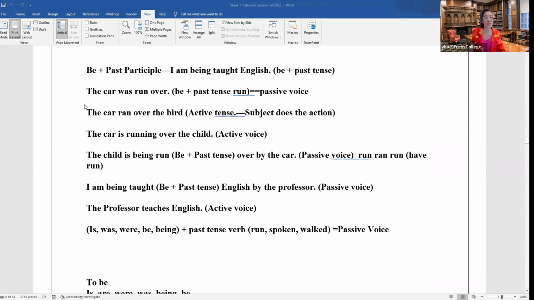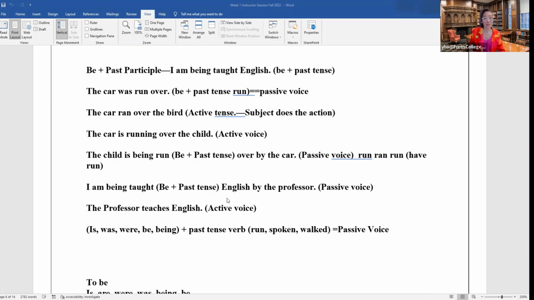Okay, so here's some more examples. The car ran over the bird. Here, the car is doing the action of running over the bird. Therefore, it's active voice. The car is running over the child. Once again, active voice as long as the car is doing the action.